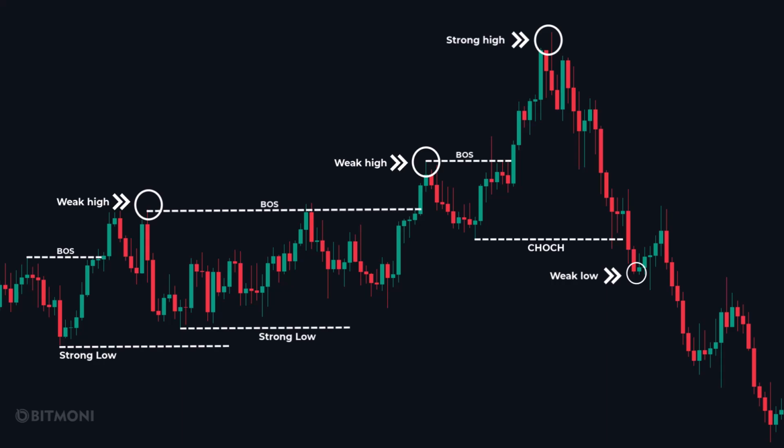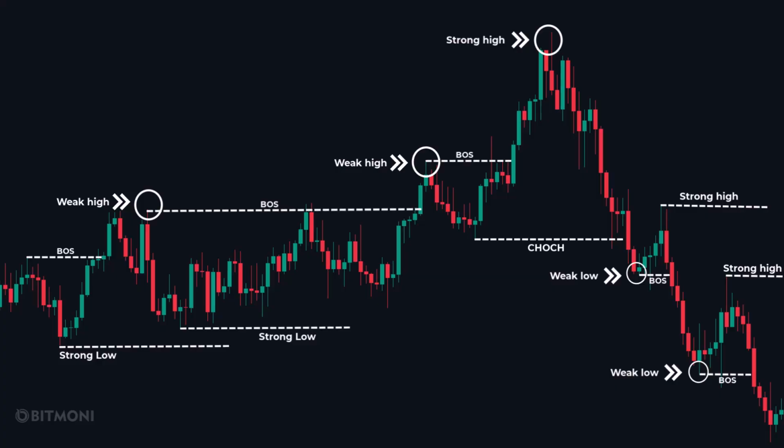Soon after, price dropped again and broke below the weak low, making this high a strong high. Another small pullback followed, but again failed to break the strong high, leaving another weak low in place. Finally, price continued downward, breaking that weak low and forming a fresh, strong high in the new bearish trend.